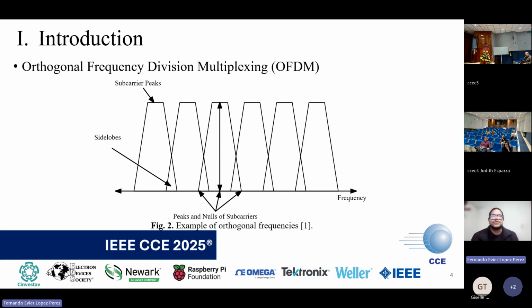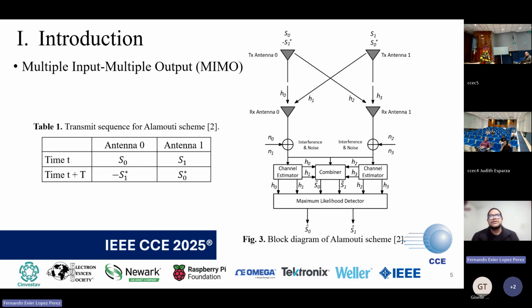Basically, it's called orthogonal because the frequencies that are used in this channel are orthogonal to each other. This means that, as we can see in figure 2, the peaks of the frequency of interest align themselves with the nulls of the adjacent frequencies. So whenever we're trying to measure the peak of a specific frequency, ideally we wouldn't have any type of interference with the other signals.